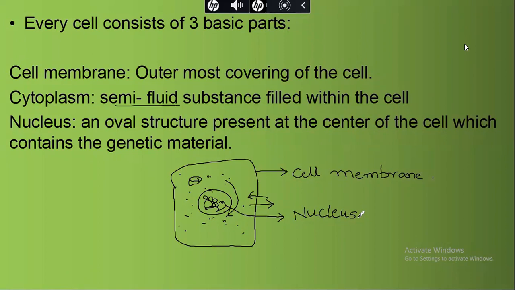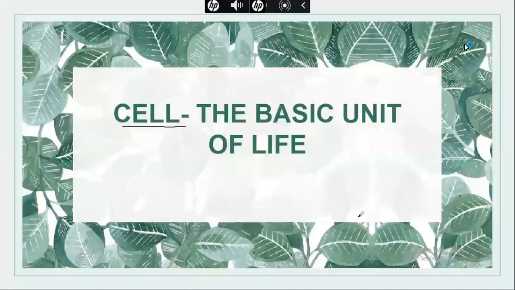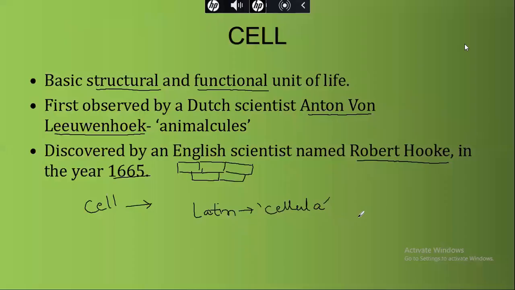So we will just have a recall of what all we have learned in this chapter. First, when it comes to cell, all living organisms are made up of cells. These cells cannot be seen by a naked eye. There is a requirement of a microscope through which we can observe cells. So before the discovery of microscope, cells were not known. The main definition of a cell is that it is the basic structural and functional unit of life.